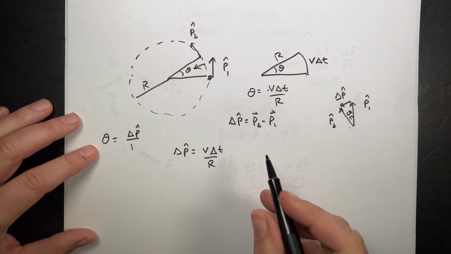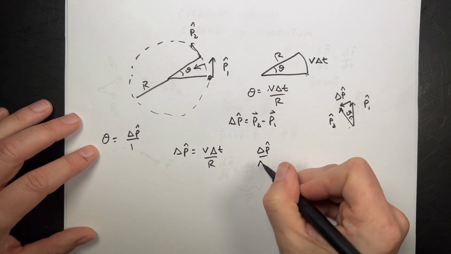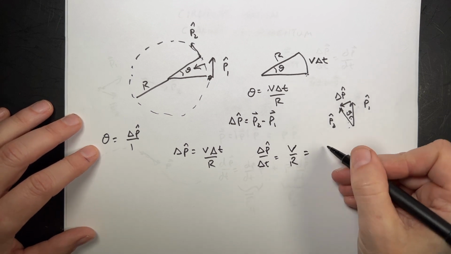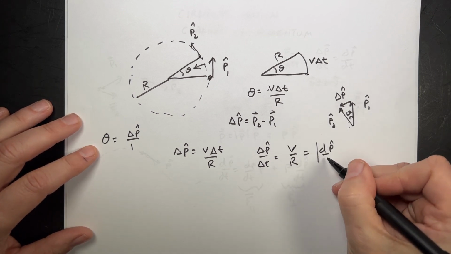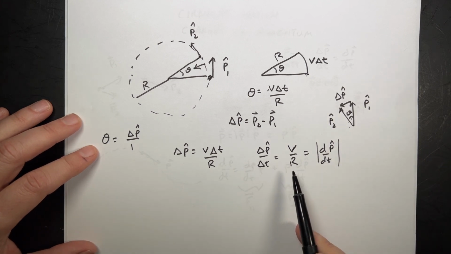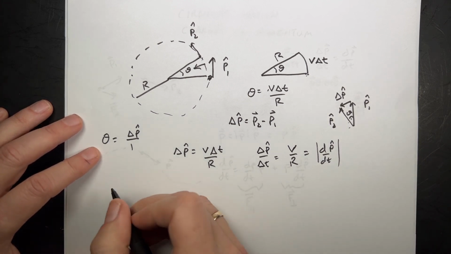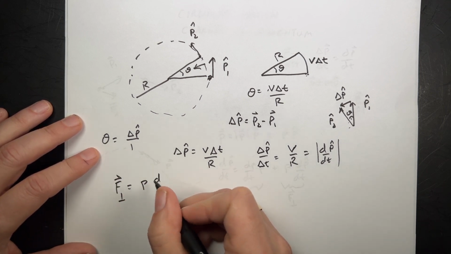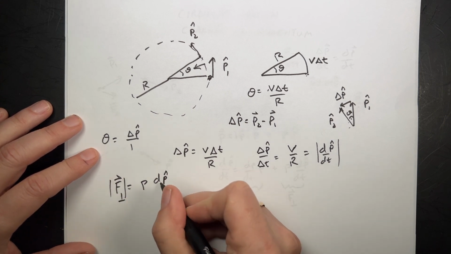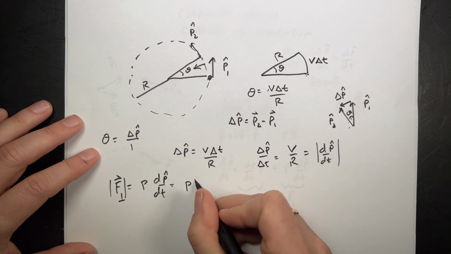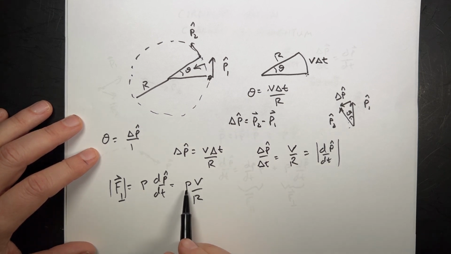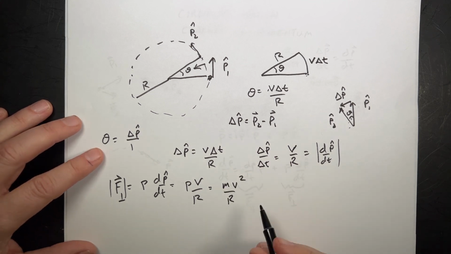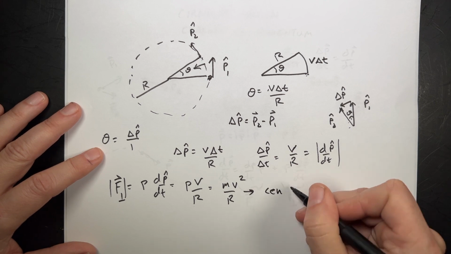And now if I divide both sides by delta T, I get delta P hat over delta T equals V over R. And so this is the magnitude of dP hat dt, V over R. Now I can go back and look at that F parallel, F perpendicular, I said was P times, and this is the magnitude, P times dP hat dt. So that's just going to be P times V over R. If I write P as mv, this is going to be mv squared over R. And this is really important. We call this centripetal force.